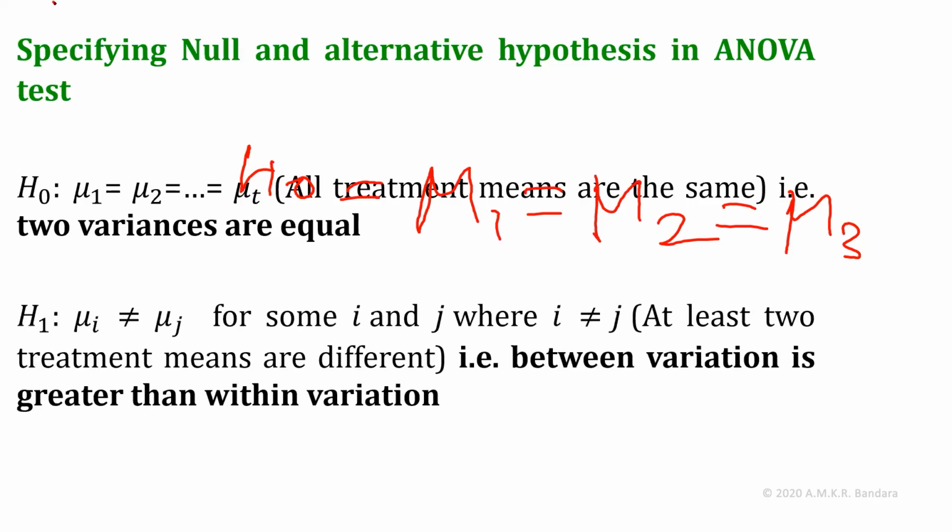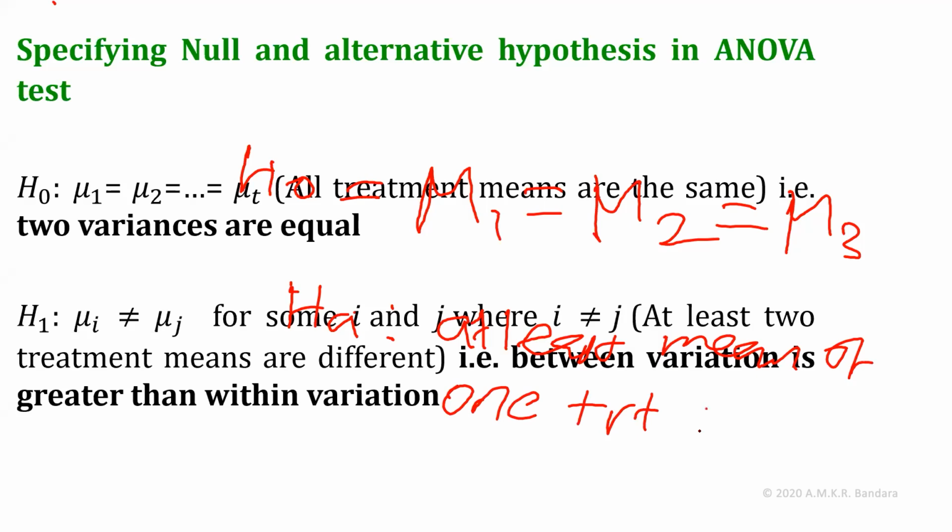As the alternative, we can say the alternative hypothesis is that at least the mean of one treatment is different.